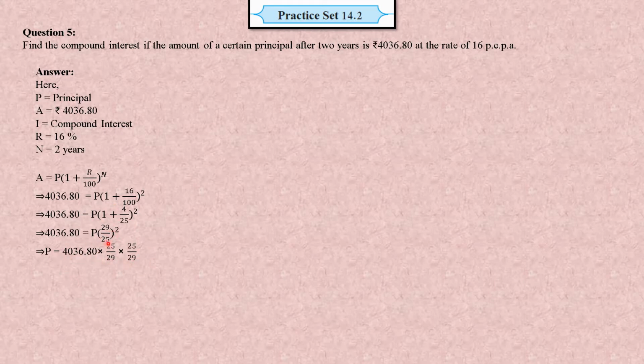Simplifying this equation and rearranging it to find a value of P, we get P is equal to 4,036.80 into 25 upon 29 into 25 upon 29. Solving this and calculating it, we get P to be 3,000. Also, I, that is the interest, will be amount minus principal. So amount 4,036.80 minus 3,000, we get 1,036.80. Hence, the compound interest will be rupees 1,036.80.